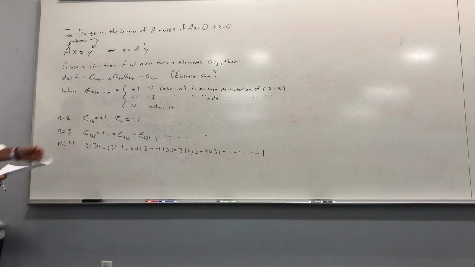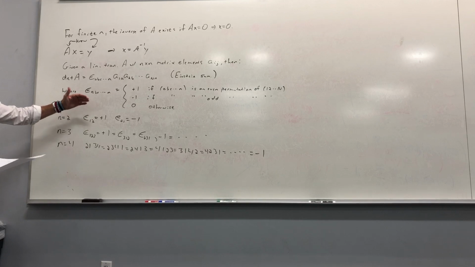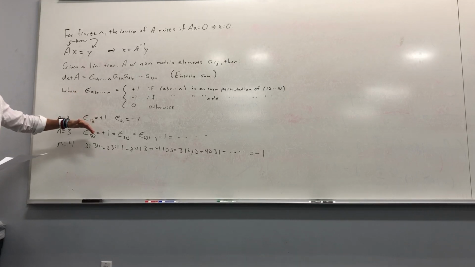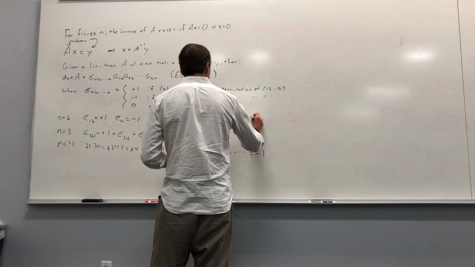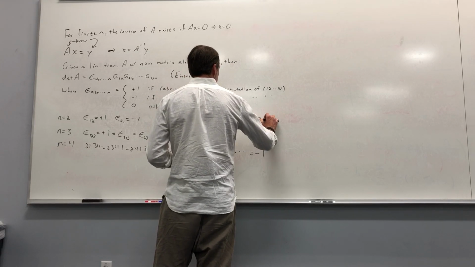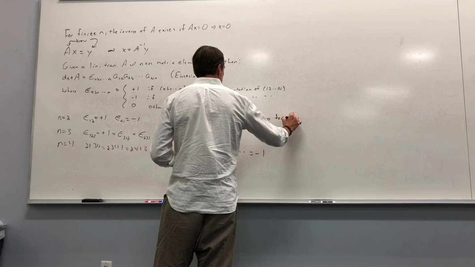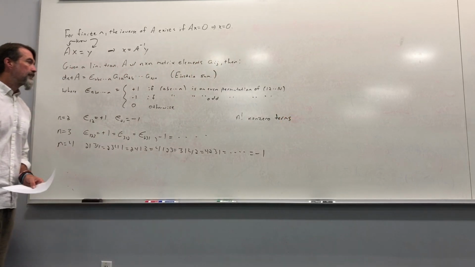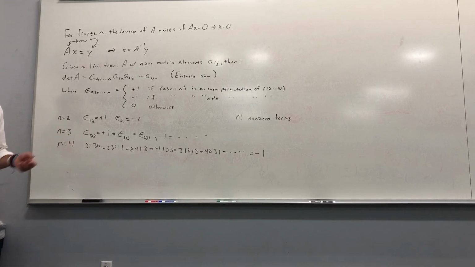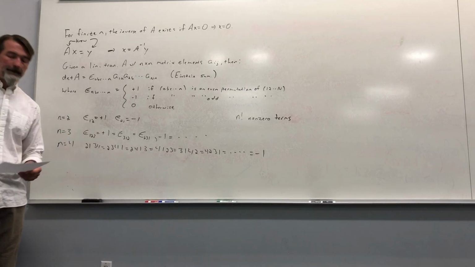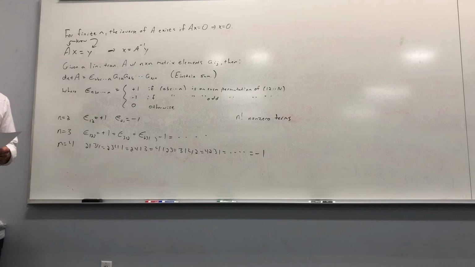So you can ask, well, how many terms, how many components does epsilon have in dimension n? Well, it turns out that there are n factorial non-zero terms. Okay? 2 factorial, 3 factorial, 4 factorial. Okay. All right.